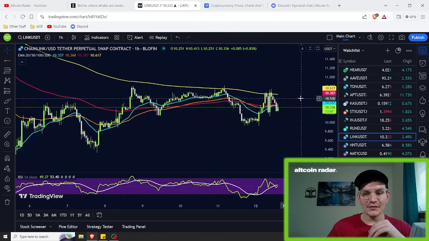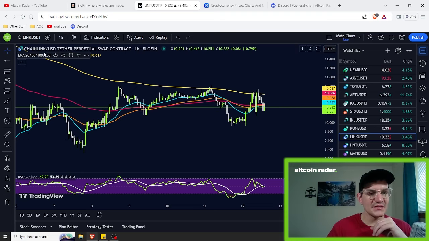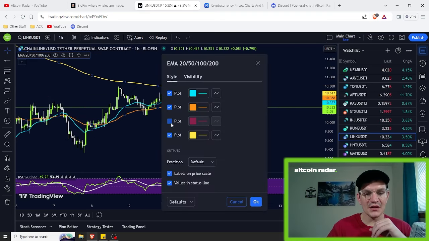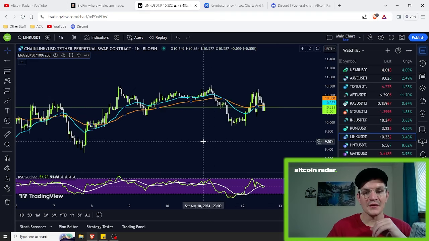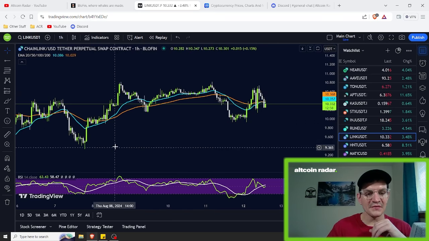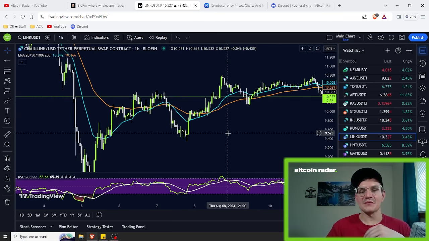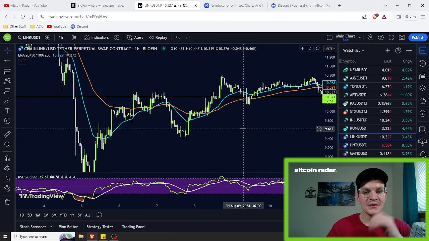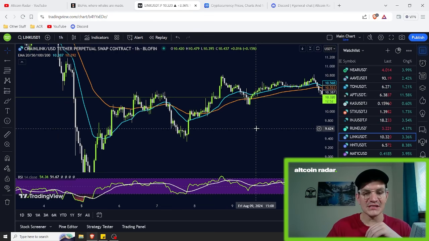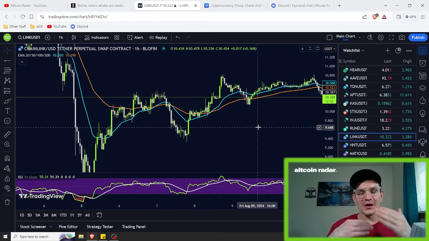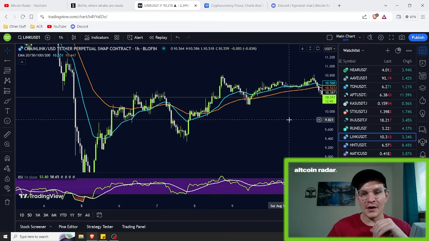But the way that I personally like to use the EMAs is I like to take off the 100 period and the 200 period, and I like to just keep the 20 and the 50 here. The reason why is simply because they are shorter term EMAs, and they kind of align with price action a lot quicker. So it works great here on the 1 hour chart, for instance.